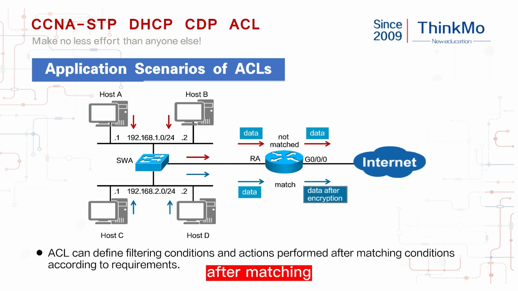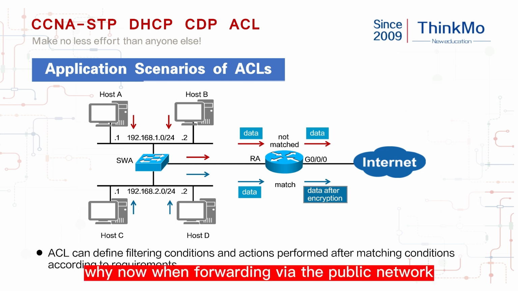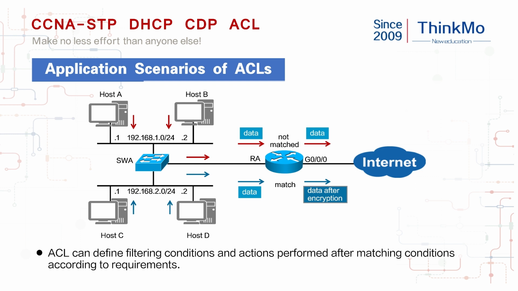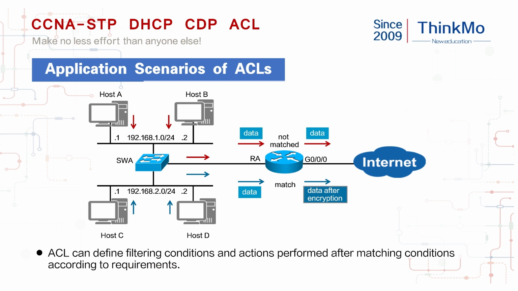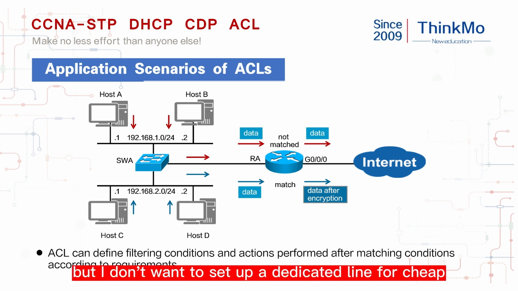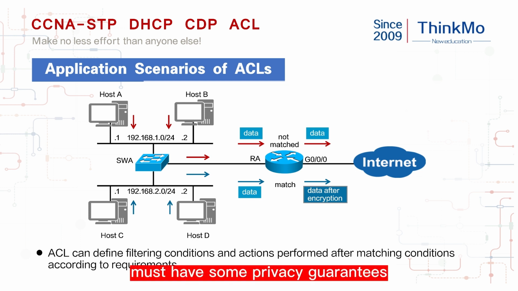After matching, you will find it encrypts this data. You will learn VPN in NP in the future. Then you will know why, when forwarding via the public network, we encrypt some data. Because some internal company data may be passed on in the future, but I don't want to set up a dedicated line for cheap. However, the transmission of data must have some privacy guarantees. So we want to encrypt the data.